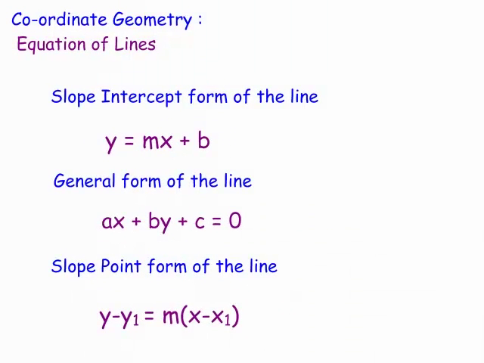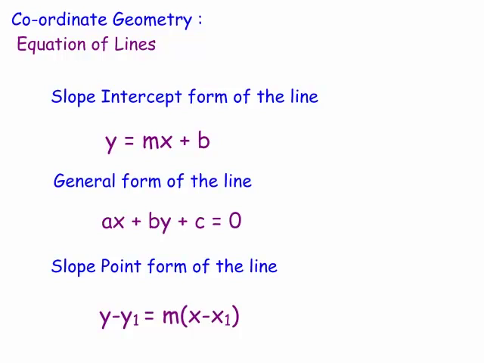Today we are looking at finding equations of lines in coordinate geometry. And you can see here I've got the three forms of the straight line. Y equals mx plus b, that's a famous one. M is the slope and b is the y-intercept. The general form, which is a rearrangement, if you like, ax plus by plus c equals 0.